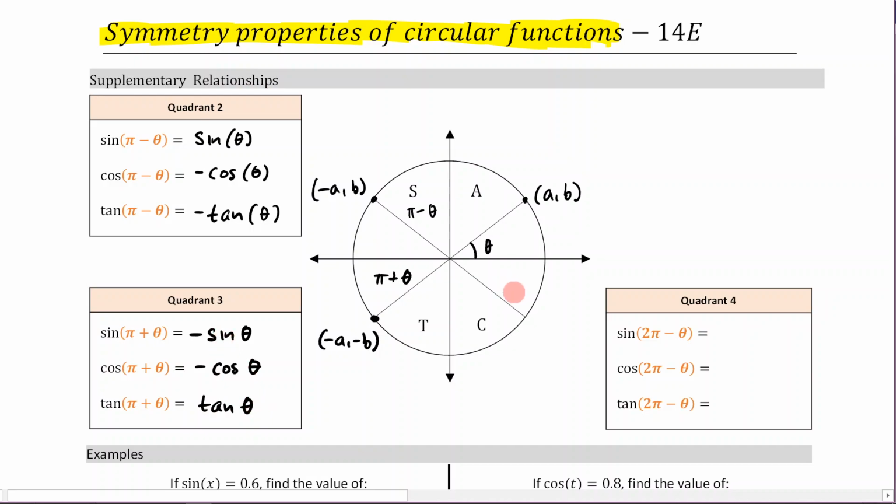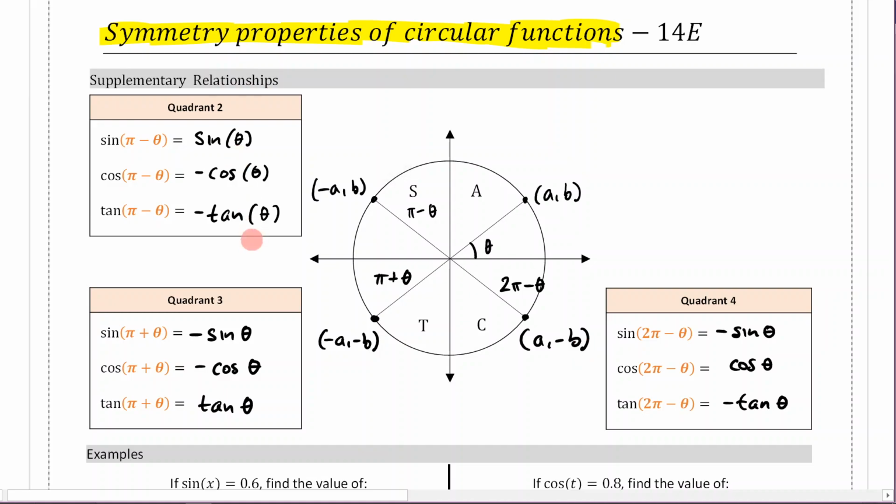The last one we need to go through is 2 pi minus theta, which is going to be, now this is important, the sine is going to be negative, the cos is going to be positive, and my tan is going to be negative yet again. So it's really important that you understand this. Oh, I forgot to put in this coordinate as well. This coordinate is going to be a negative b. And just understand how we get each of these.